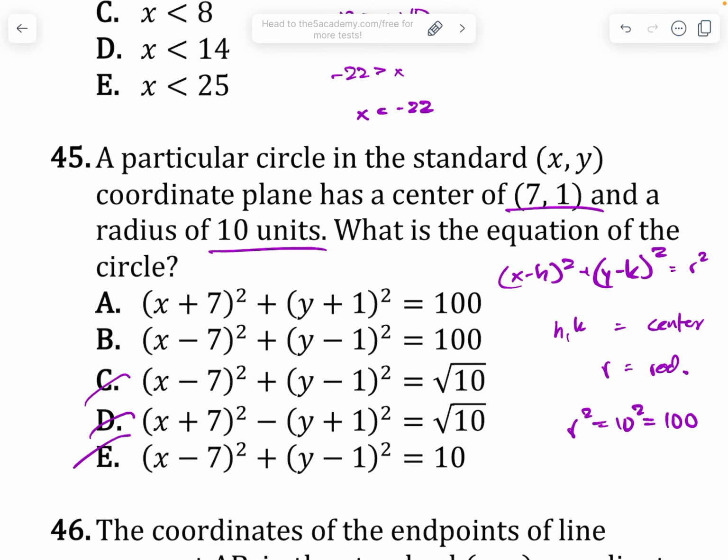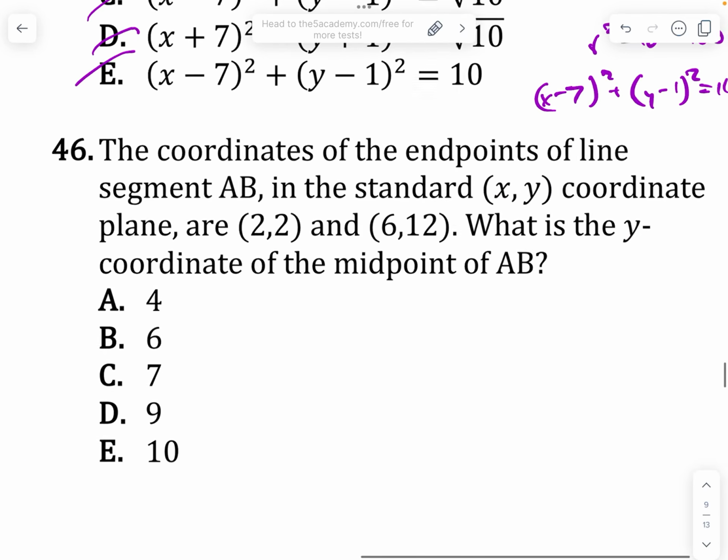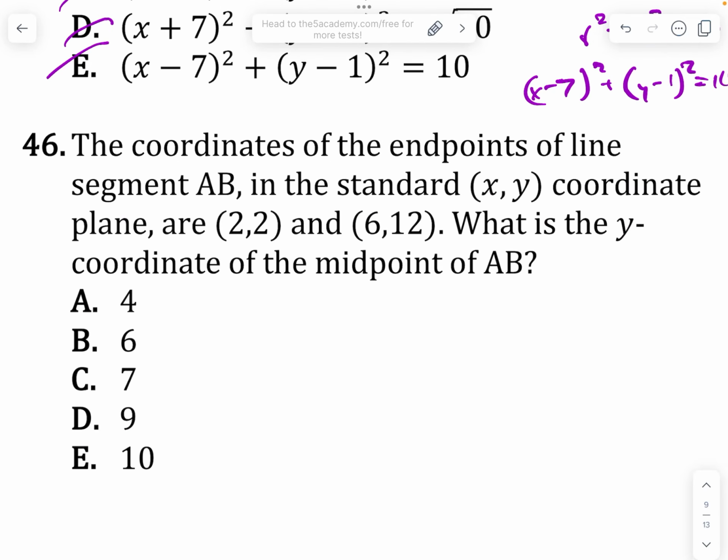So these are out. Now all I have to identify is, do I need pluses or minuses? If my center point is 7 comma 1, I see that the parent form, if you remember it, you're going to have x minus 7, y minus k, because this right here is 7 comma 1. X minus 7 squared plus y minus 1 squared is equal to 100. B is my answer.